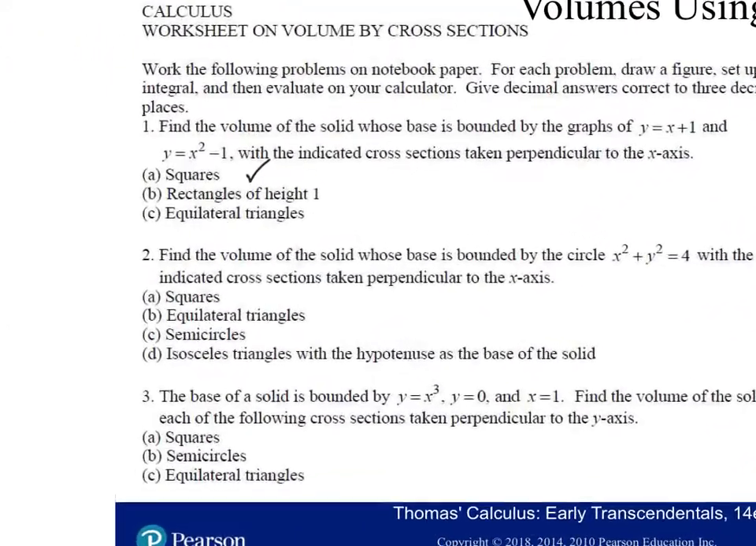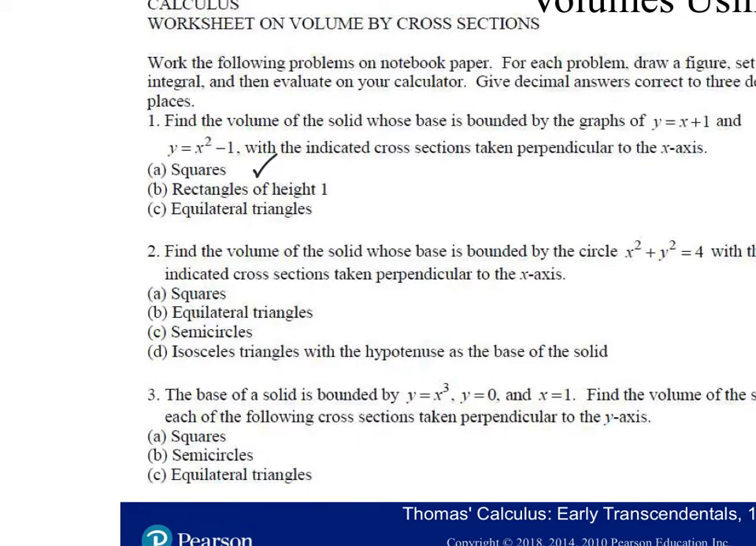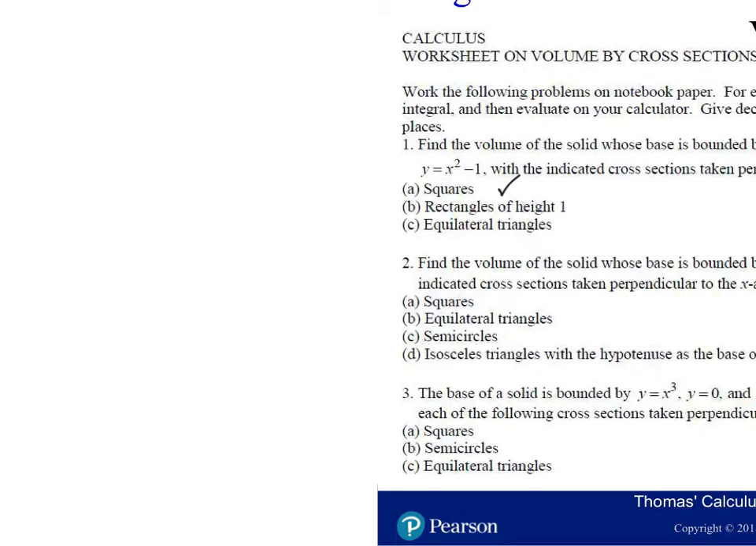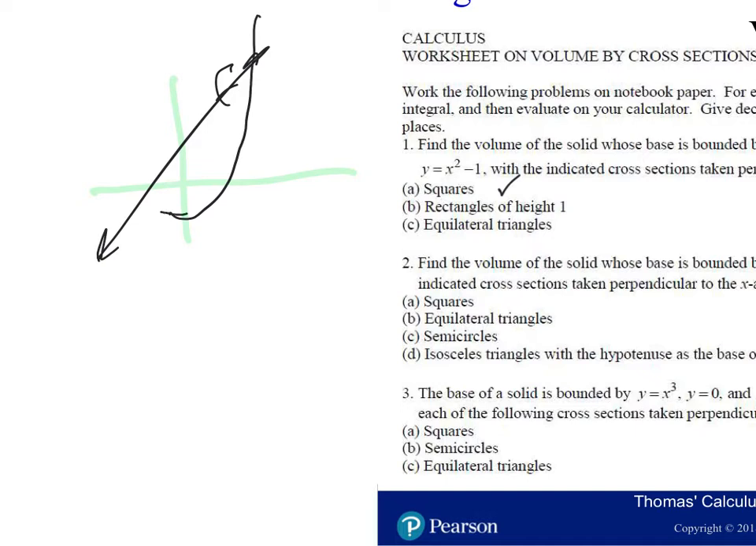Now B says rectangles of all height 1. So the only thing that changes is the picture is going to stay the same. I'm going to have y equals x plus 1 as my f, and then the parabola was g. So those functions are the same, and the shaded region is the same. It looks the same from the top, just a whole bunch of rectangles. But what's different is the height of every one is the same.